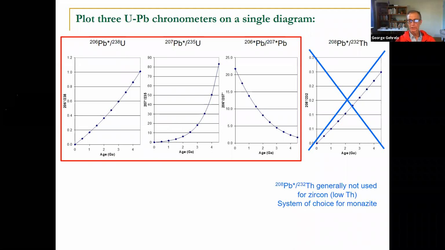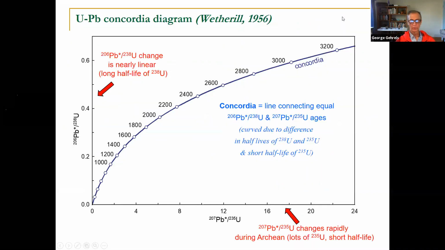Okay, so let's go back and look at our 4 different chronometers. That common lead correction was kind of like our first bump in the road, our first complexity. Now we've got the 3 main systems that we're going to use for zircon. If we had a session today on monazite, then we would be using this one, but there's not that much thorium in zircon, and so we generally don't use that. The powerful thing about these 3 decay systems is that you can show them all on a single diagram. And I know you've seen this before. This is the Concordia diagram.